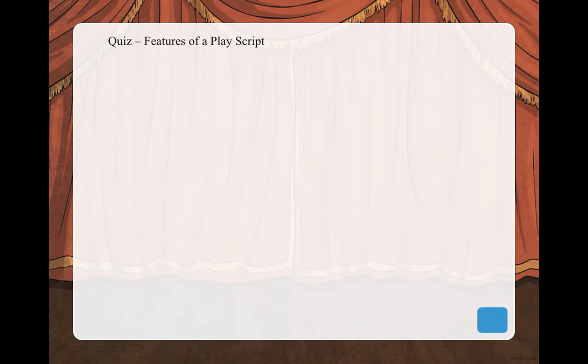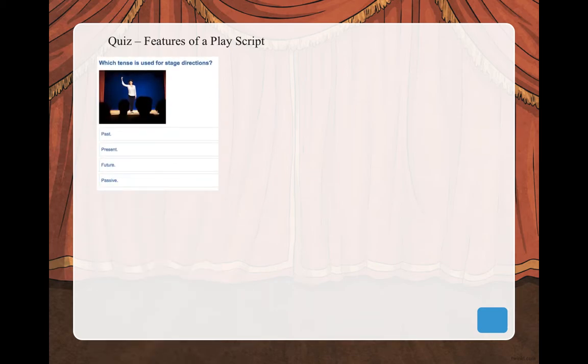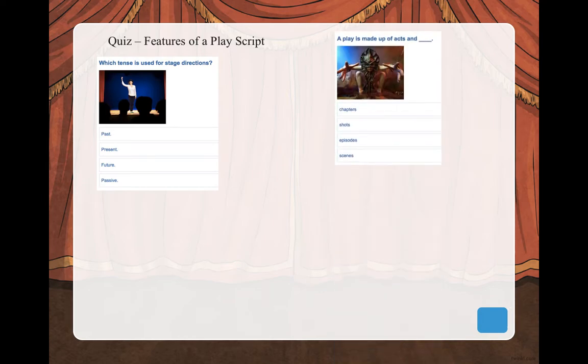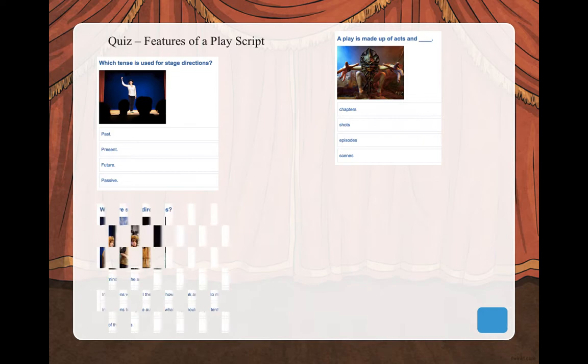So first of all, let's begin our lesson with a quiz. Which tense is used for stage directions? Can you remember? Is it past tense, number 1, present tense, 2, future tense, 3, or passive tense, 4? Number 2, a play is made up of acts and. Is it 1, chapters, 2, shots, 3, episodes, or 4, scenes?